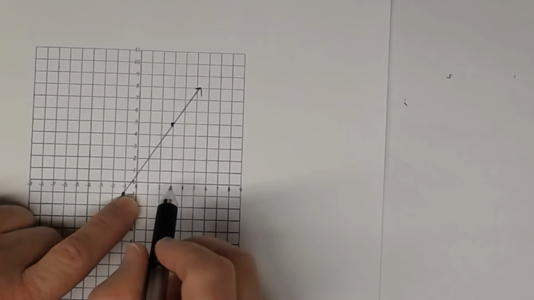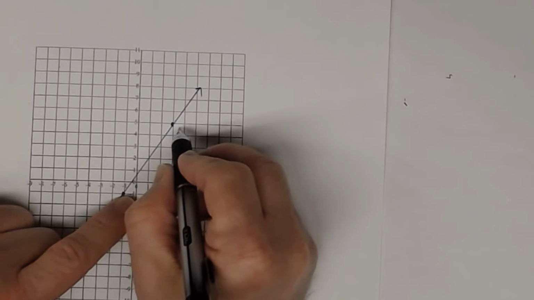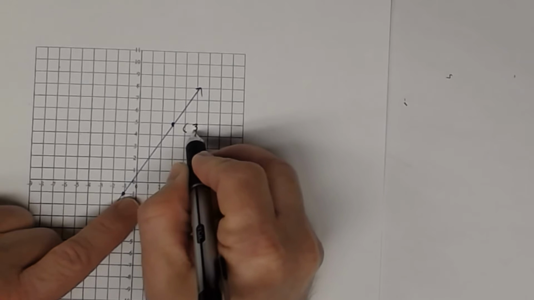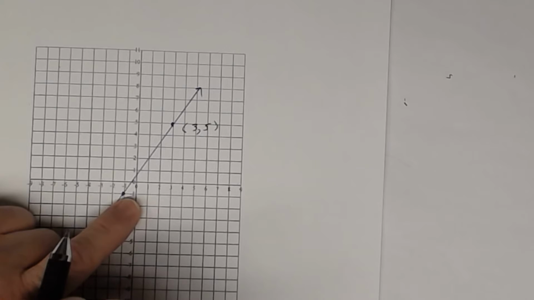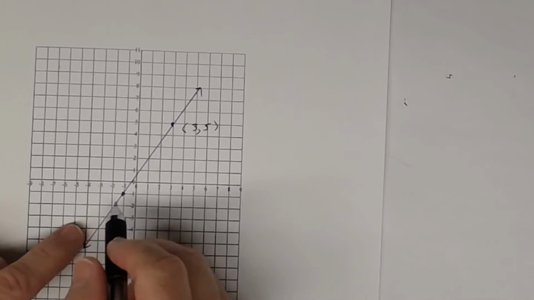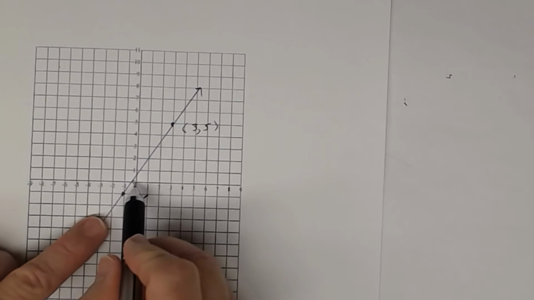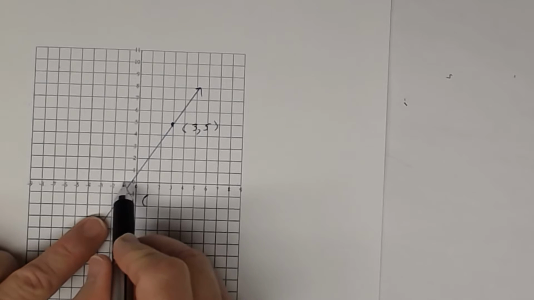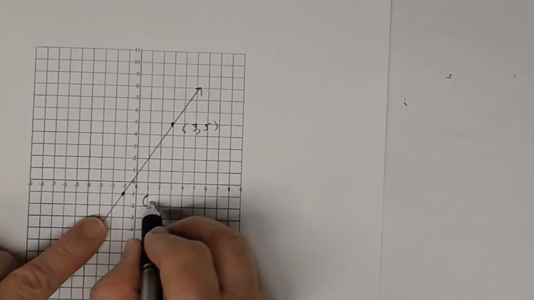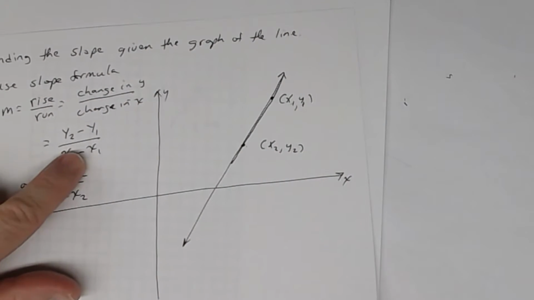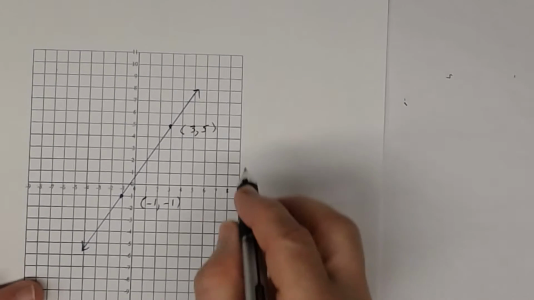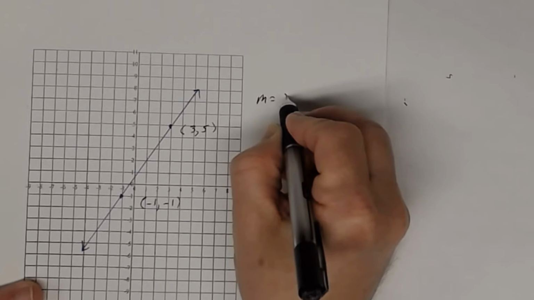So notice a 5 here, and notice a 3 here. So you want to label that point. So you're going to say 3, 5. So that's the coordinates of this point right here. Then you're going to label the coordinates of that point. So remember to start at the origin, you go to the left 1 and then down 1, right? So negative 1, negative 1. So those are the coordinates of that point. And so now all we're going to do is use the slope formula. All right, so we're going to go ahead and use this one.